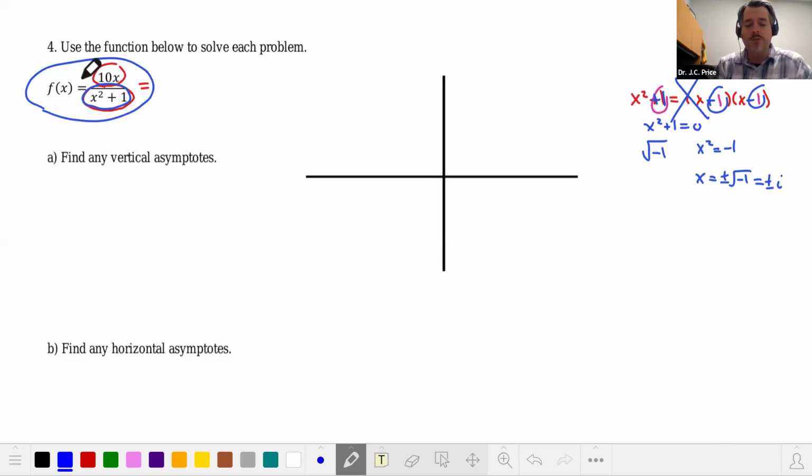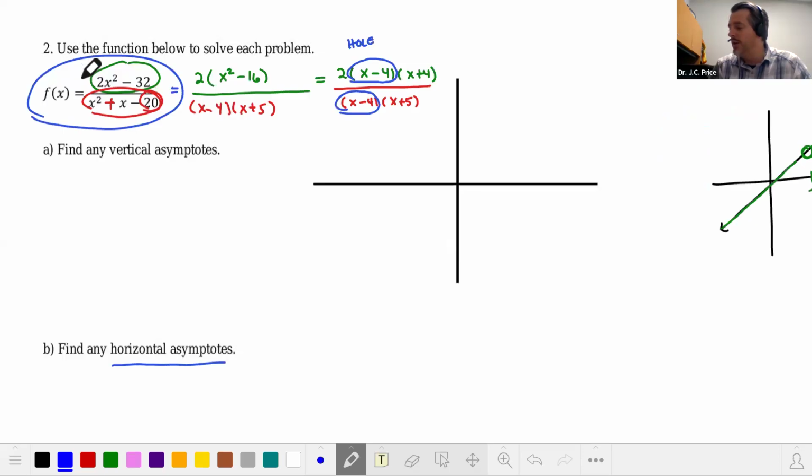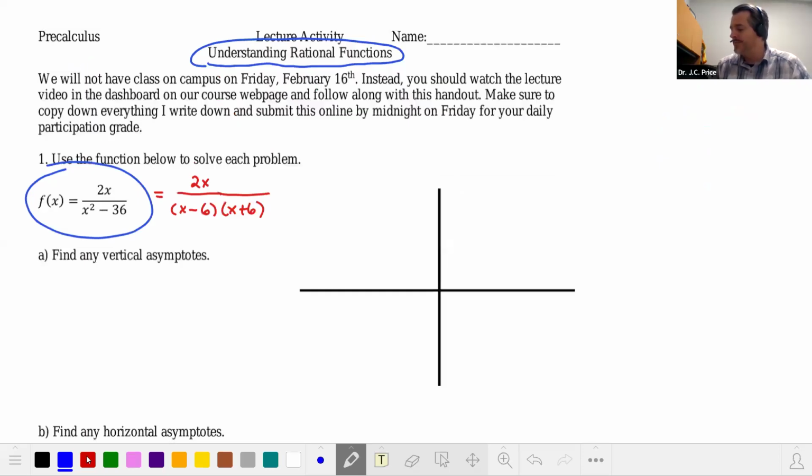So the first thing you want to do is basically factor your rational function. And now we're going to go back and we're going to find what are called vertical asymptotes. So how do you find vertical asymptotes? Well, what is a vertical asymptote? A vertical asymptote is where the function either blows up or blows down.